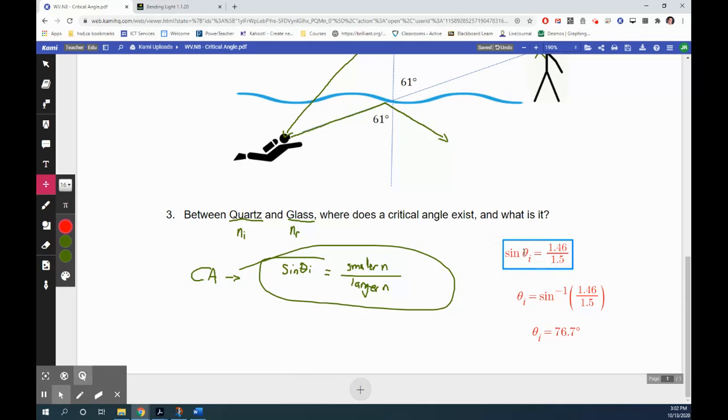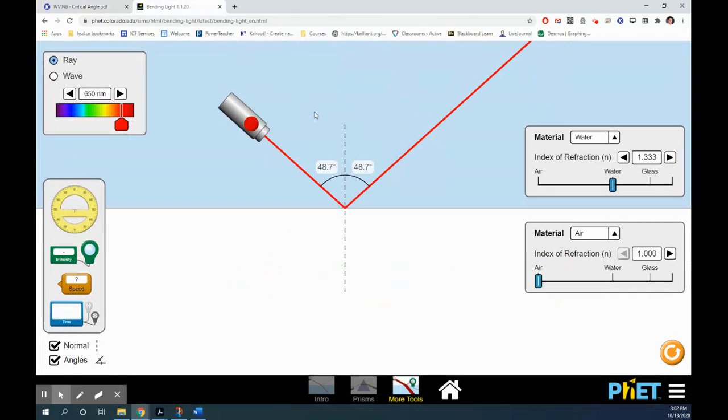So here's the answer. We take sine theta I as 1.46. That is the quartz divided by the bigger one, which is the glass, which is 1.5. And so quartz ended up being NR. So I had these flipped around. And this ended up being NI because the incident has to be going from the more dense to the less dense, right? And so then if you did it backwards, your calculator won't even let you. You get an error because you can't do it backwards.